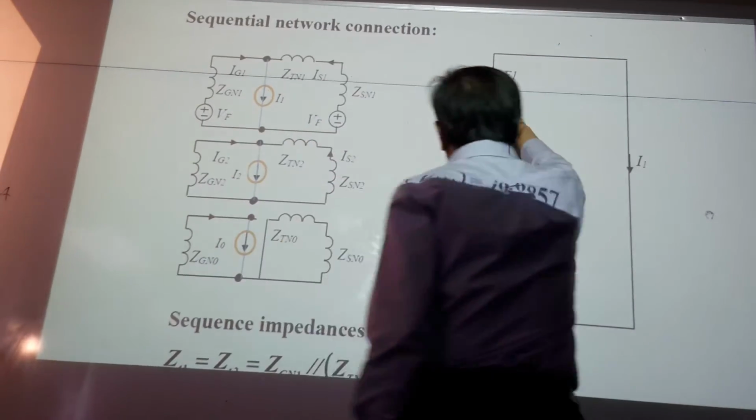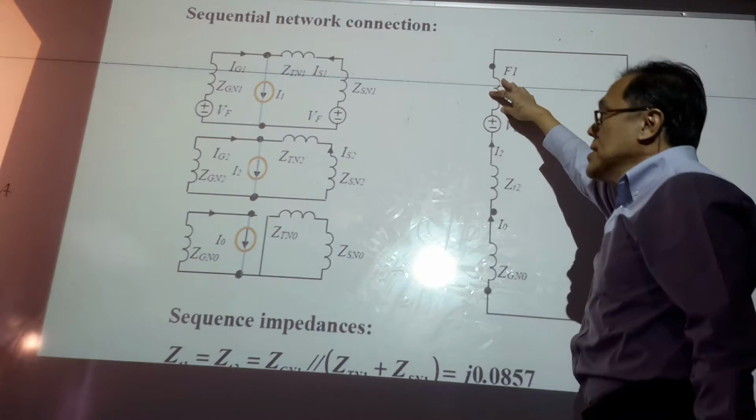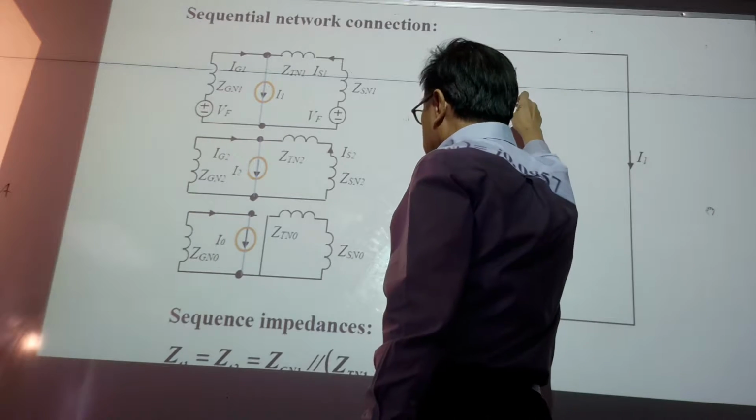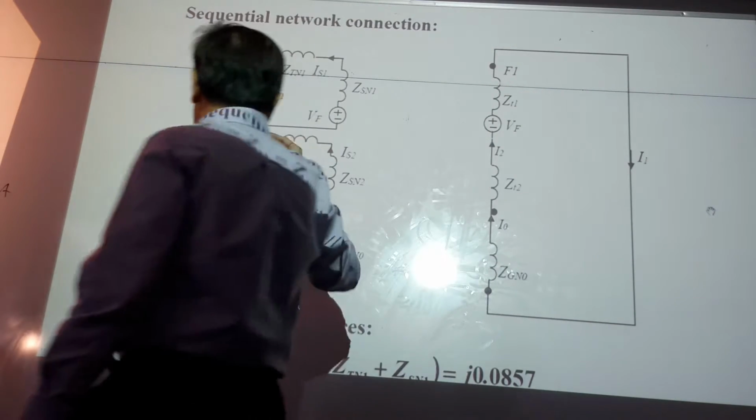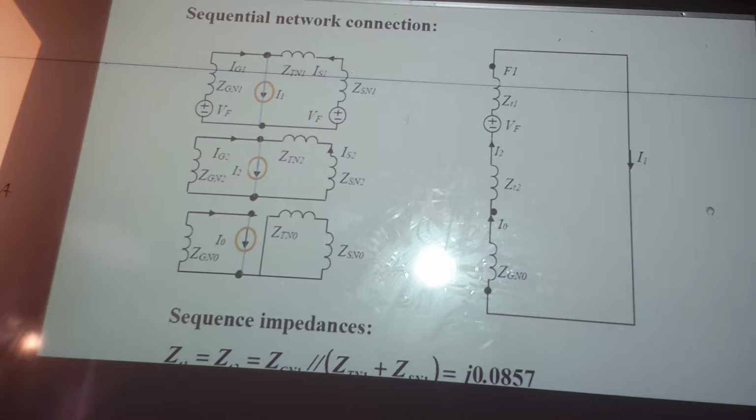So this is the pre-fault voltage, 1. This is the total equivalent impedance, what they call the Thevenin impedance, looking at the fault point. So the fault point is here.